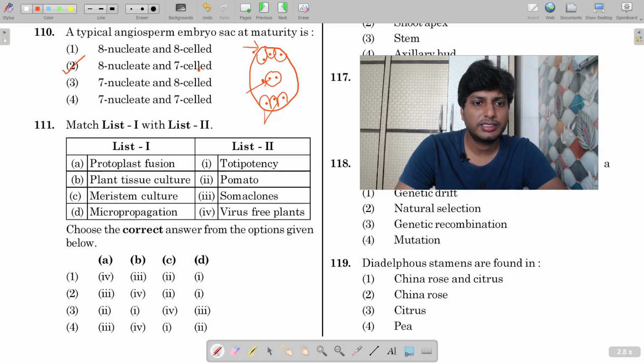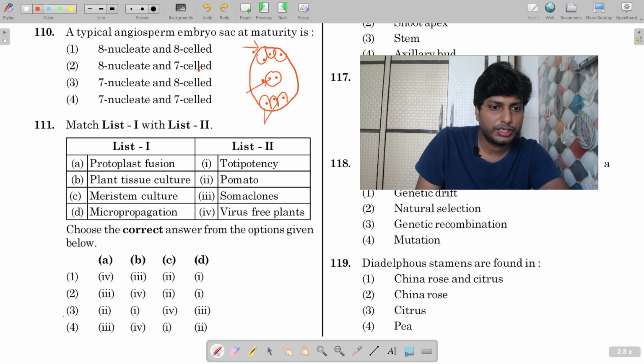Meristem culture is a technique in which many cells are formed from a meristematic tissue. So the answer for that is somaclones. The fourth option is micropropagation. Again, this is a technique by which the tip of the plant is taken to form an entire new plant, because the tip of the plant, that is the shoot apex, is generally the portion which is devoid of any disease-causing agent, that is a virus, and that's why the tips of plants are often used for forming many cells of that plant. The answer for this is, micropropagation is virus-free plants. So the right option is option number 3.